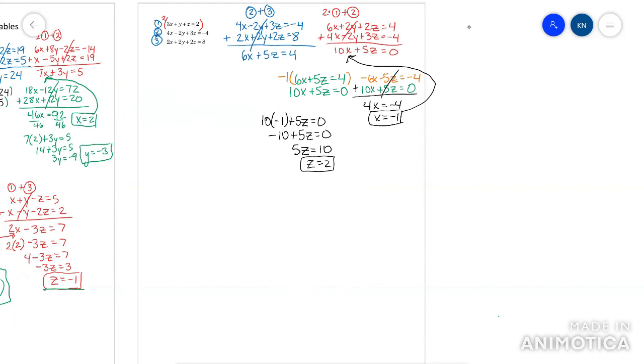Now that I know what x is and what z is, I can use any of these original equations. I'll just use the bottom one. Now I know what y is, and I write my answer as an x, y, z coordinate.